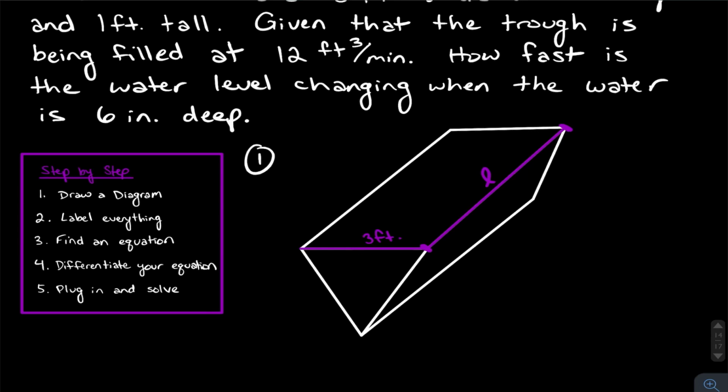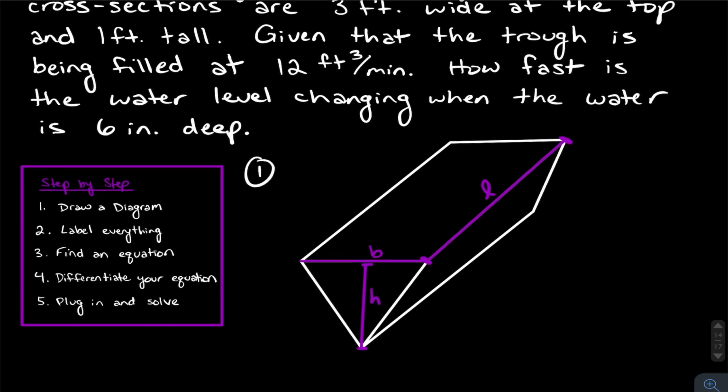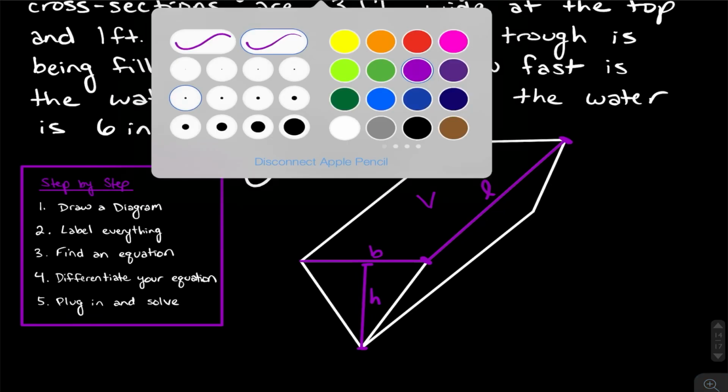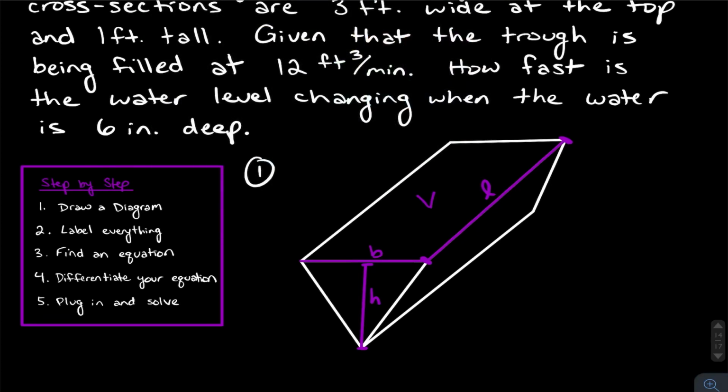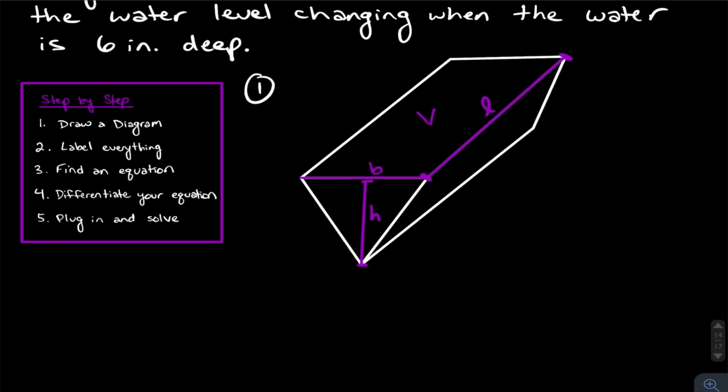It's also 1 foot high, and so that'll be B, this will be H. And so we'll, again, identify what all these are in just a second here. Given that the trough is being filled, we're going to have some volume here too, feet cubed per minute. All right, how fast is the water level changing? So we want to find how fast the water level is changing, which is dH/dt.